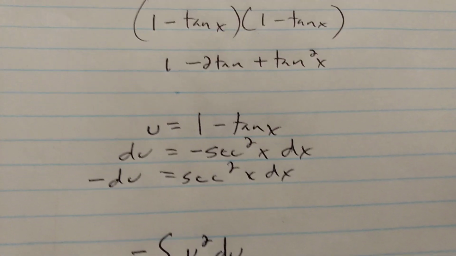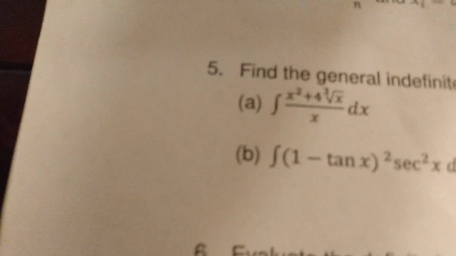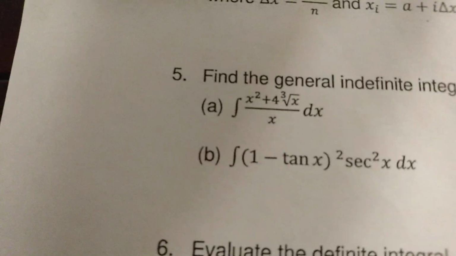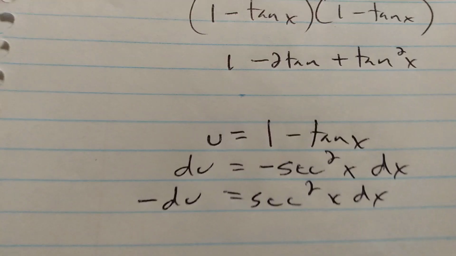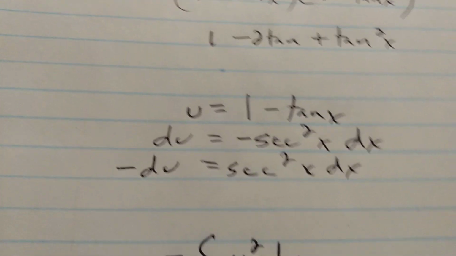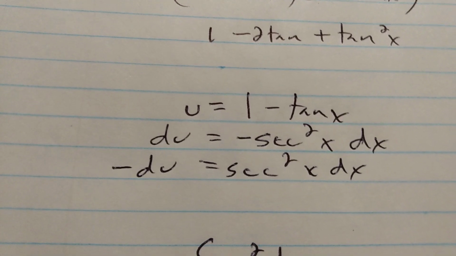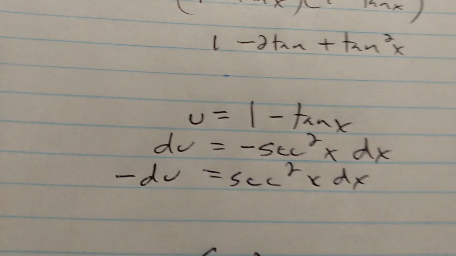It should have been obvious, but for whatever reason, I knew secant squared was the derivative of tan. And then I'm like, all right. So I took the 1 minus tan x quantity that's squared, and made the inside my u, that 1 minus tan x. The du is the derivative of that. So the derivative of 1 is nothing. The derivative of negative tan x is negative secant squared x dx.